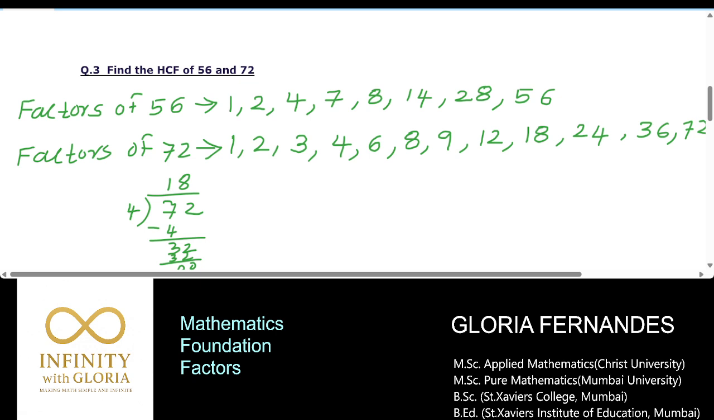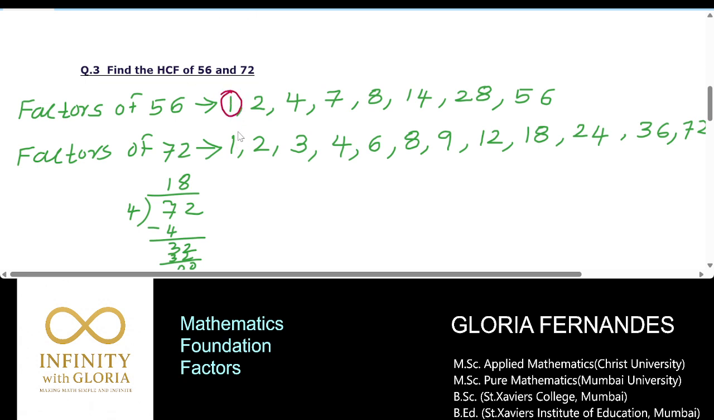And then you have to see what the common factors are. When you divide 72 by 18 and by 24 and so on, you get remainder 0. Getting it? So these are the factors of 72. It is a long list, right? So we'll see now what the common factors are here.